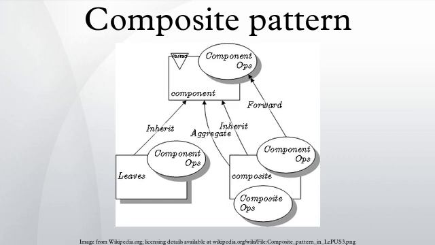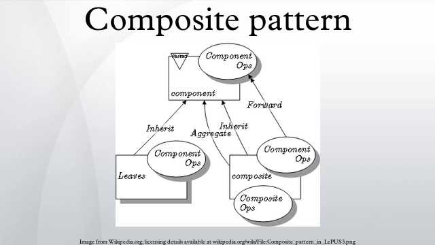Structure. Component is the abstraction for all components, including composite ones, and declares the interface for objects in the composition. Optionally, it defines an interface for accessing a component's parent in the recursive structure, and implements it if that's appropriate. Leaf represents leaf objects in the composition, and implements all component methods.